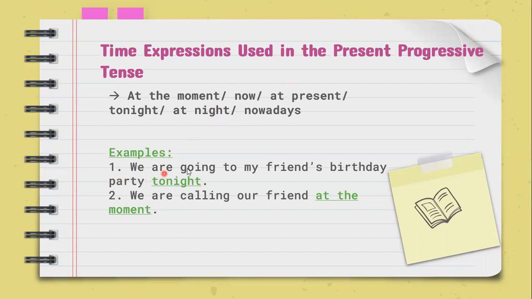For example, we're going to my friend's birthday party tonight. So tonight is when this action is taking place. We are calling our friend at the moment. So at the moment, when are you calling your friend? Now I am calling my friend. Okay, at the moment.